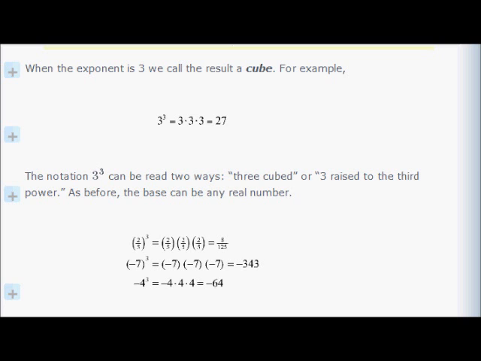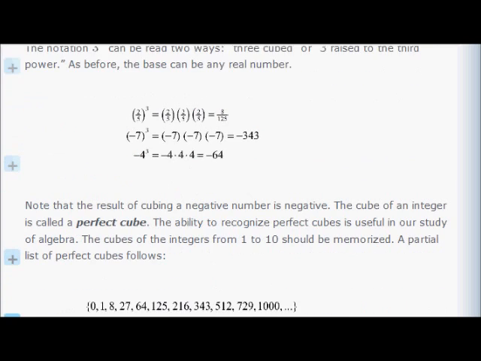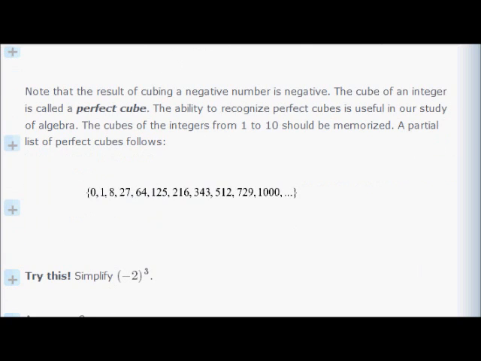If that's confusing you, don't worry, because I kind of mumbled on a little bit there. Okay, so note that the result of cubing a negative number is negative. The cube of an integer is called a perfect cube, and so you should memorize the cubes of the integers from 1 to 10. We'll also include 0 in this list.